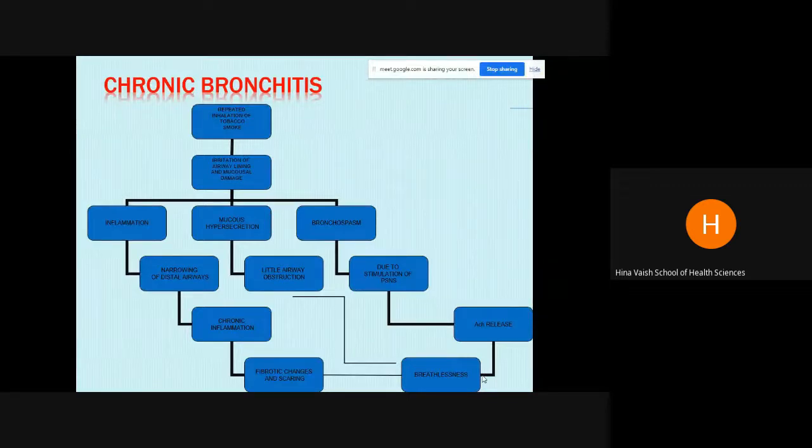So these are the exact factors responsible for breathlessness, and this is how the inflammation develops. If anybody tells you that it is chronic bronchitis, it is not just the inflammation that is responsible for the breathlessness. The mucus hypersecretion, the bronchospasm, stimulation of the parasympathetic nervous system, release of acetylcholine, all these together come up with the excessive breathlessness in patients with COPD, especially bronchitis.